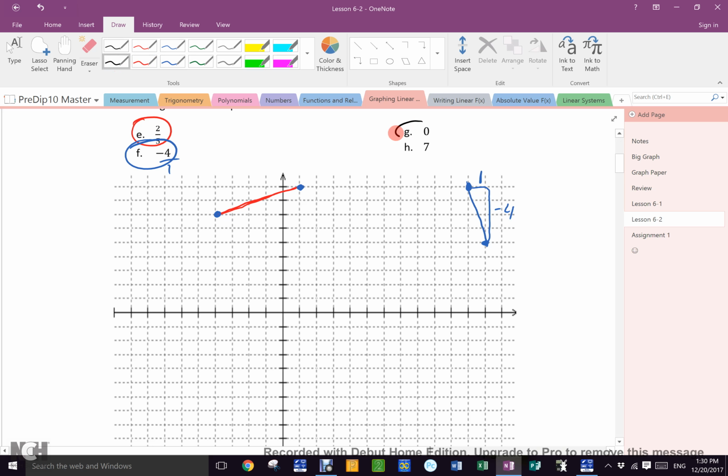I am going to make a black line somewhere in this section. Give me a slope of 0.